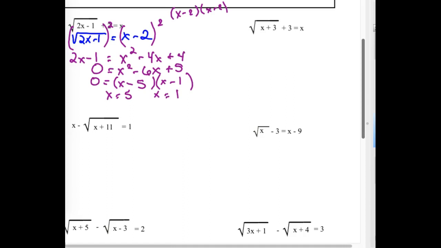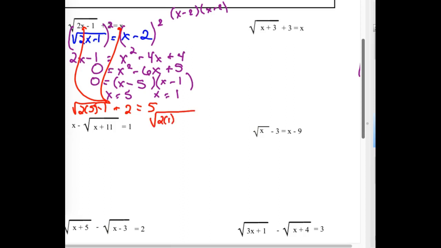All right. When you check them, you have to put them back in the original question. You can't use any of the steps in between. So we're going to plug them back in. I'm going to plug it in for both x's. So my original question said the square root of 2 times 5 minus 1 plus 2 equals x, which is supposed to be 5. All right, does it work? 2 times 5 is 10. 10 minus 1 is 9. Square root of 9 is 3. 3 plus 2 equals 5. So that worked.